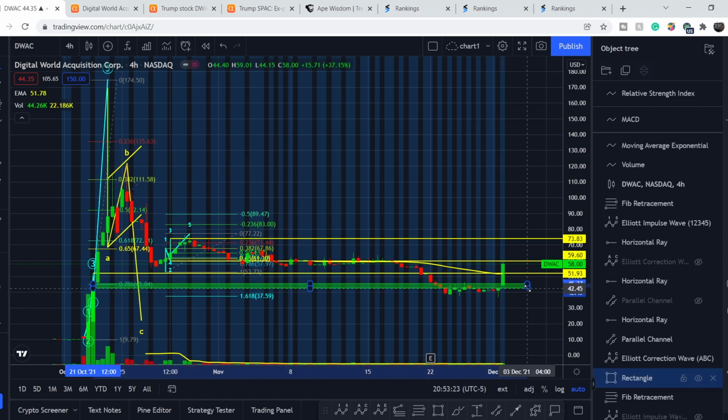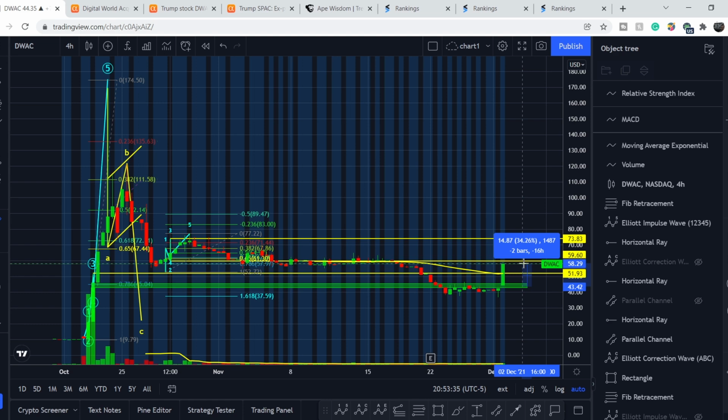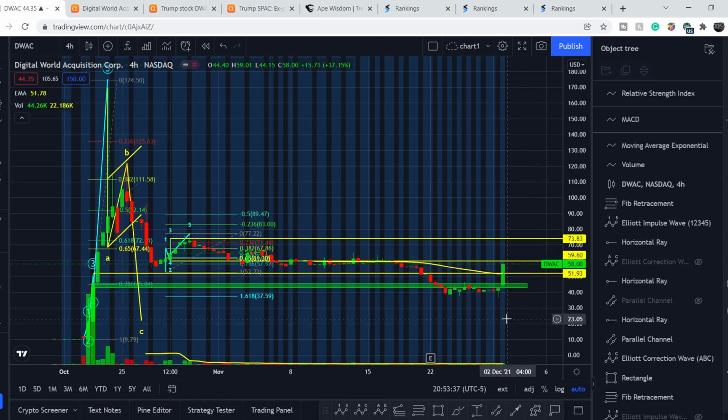Let me show you that we have this price action around this range. Technically you might enter your position right here, and from this entry point you might be up about 34% on this price action. So, quite a good achievement.